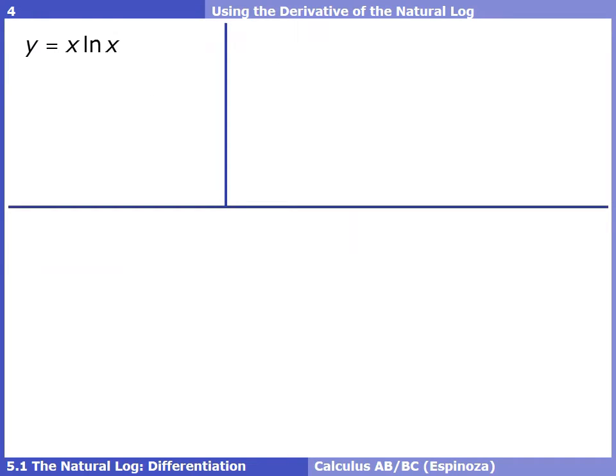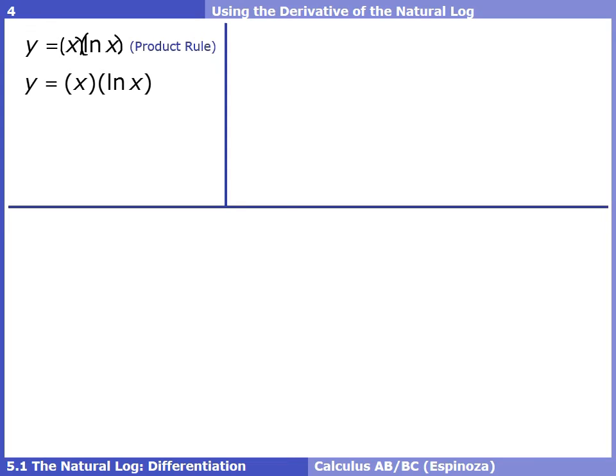Okay, a few more problems to hopefully review some of the derivative skills and concepts we've had from the past, and also applying this new derivative of a natural log. So here we have the function x times ln x. And if you're quick to realize this, which I hope you are, you'll see that this is a product rule because we're taking one function and multiplying it by another function.